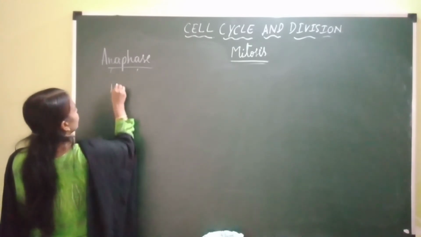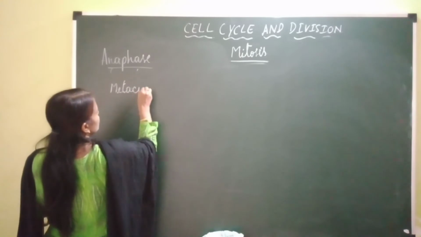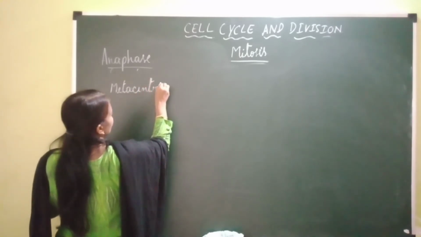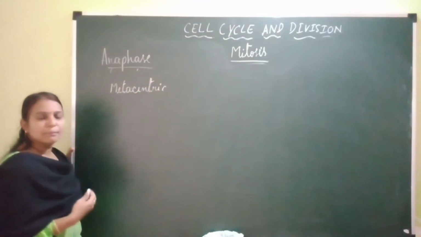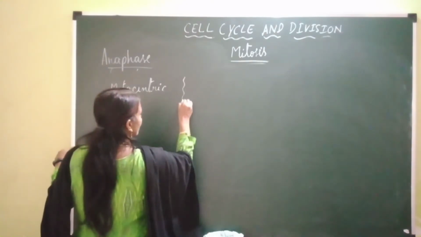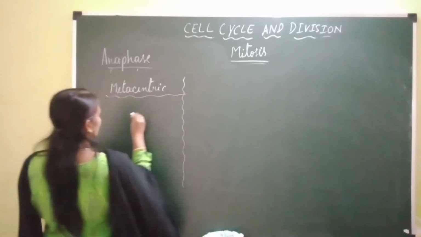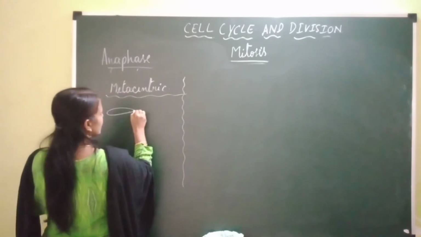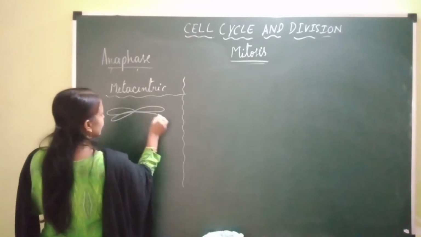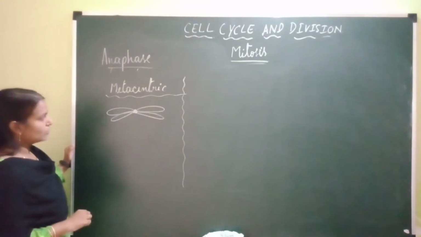Depending upon the position of centromere, these chromosomes are of four different types. They are metacentric chromosomes, submetacentric chromosomes, acrocentric and telocentric chromosomes. Now, metacentric chromosome means a chromosome which consists of the centromere exactly at its center. That is called a metacentric chromosome.